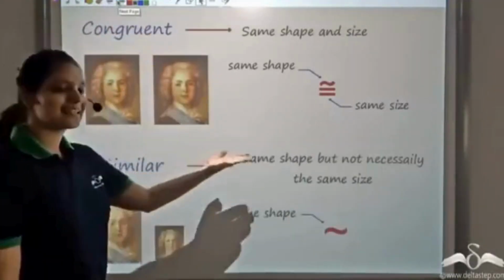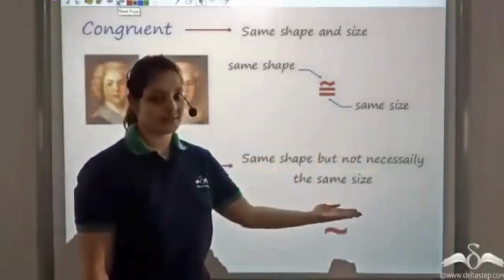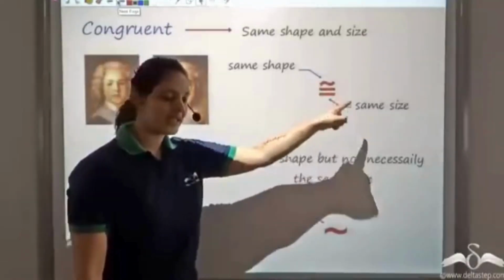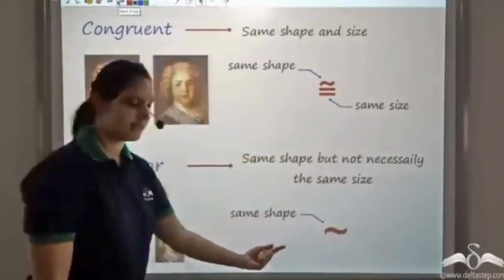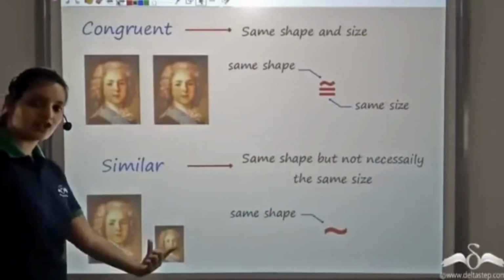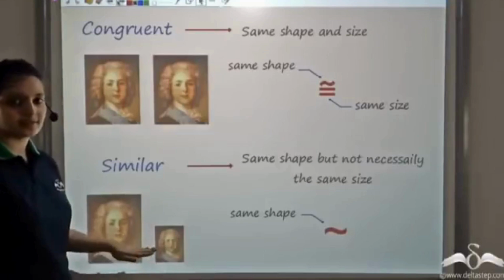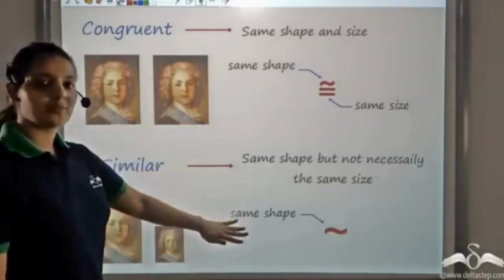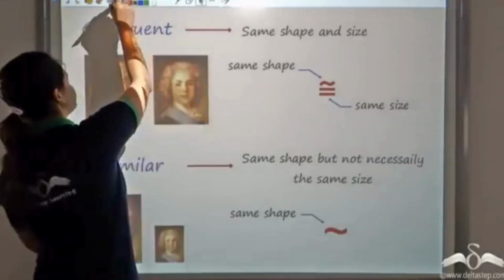Similar means same shape, not necessarily the same size. And since same shape is indicated by an inverted S, what we get is just an inverted S. So these two images here, you can see, are same in shape, but the difference is the size, and hence I can say that they are similar. Now let us try to apply this in geometry.